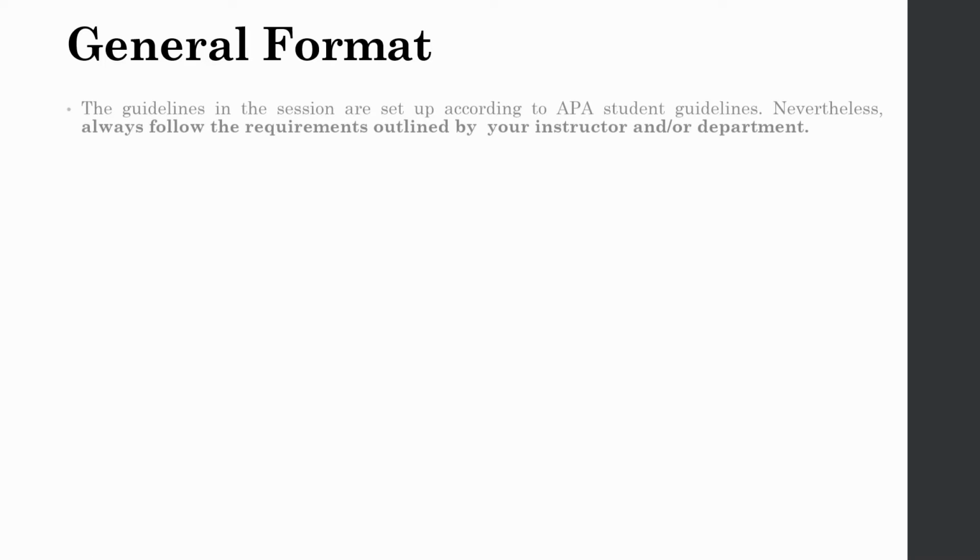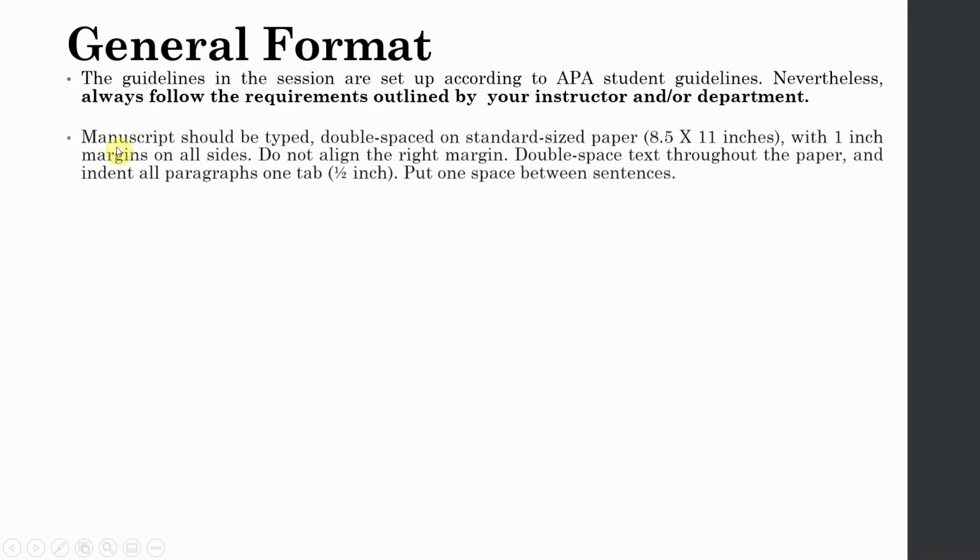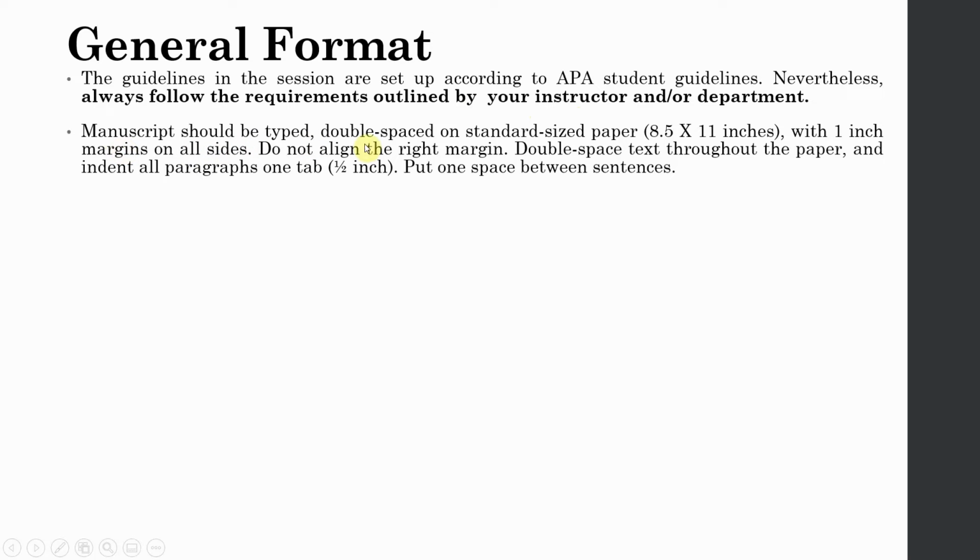Let's first look at the general format. The guidelines in the session are set up according to APA student guidelines. Nevertheless, always follow the requirements outlined by your instructor or the department. Manuscript should be typed double-spaced on standard-sized paper, that is 8.5 by 11 inches, with 1 inch margin on all sides. Do not align the right margin.